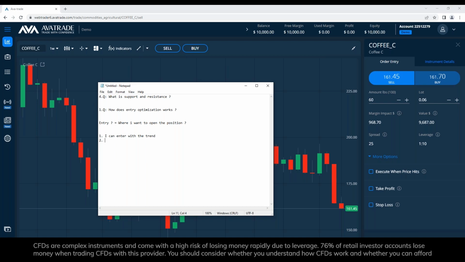And what candlestick formation do you look for? Of course, I'm going to show you exactly that. So I can enter with the trend, I can enter against the trend. What's the other option? What is the other option, guys? If somebody writes the right answer, I'm going to be very impressed. To hedge, maybe. That means I'm going to go against the trend.